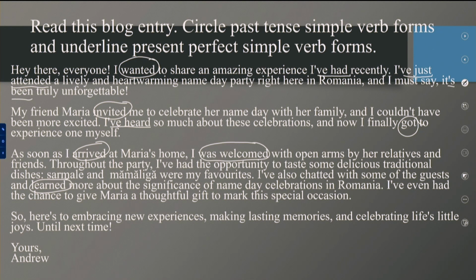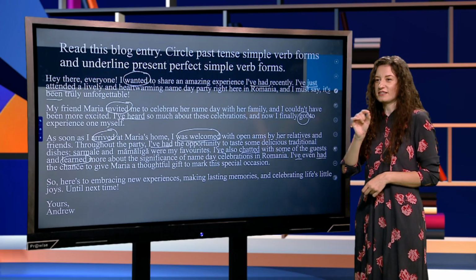Okay. We'll move on with present perfect forms. I've had the opportunity. Good. I've also chatted. Mm-hmm. I've even had the chance. Right. And there's just one sentence, actually 2 sentences left for you, Vladimir.